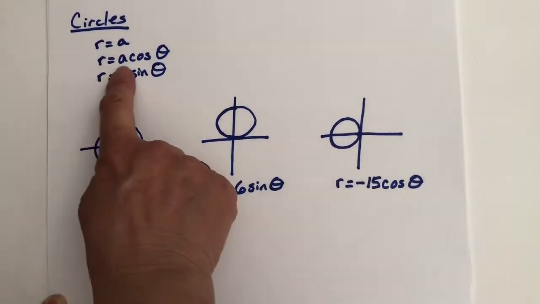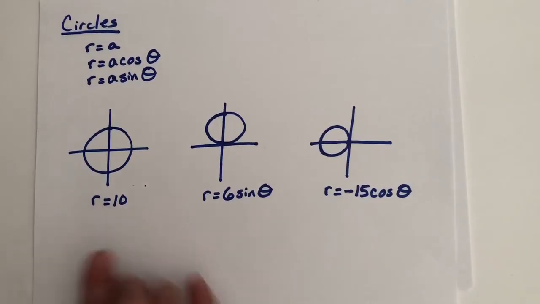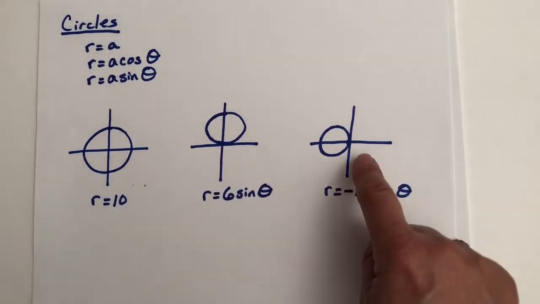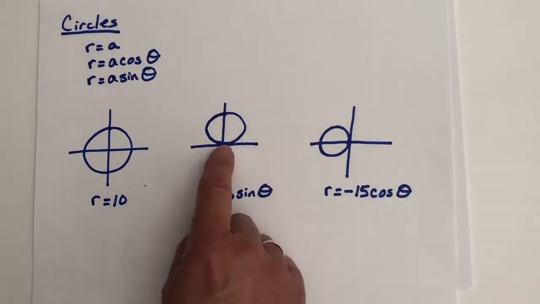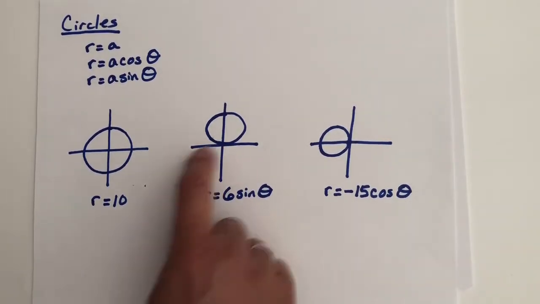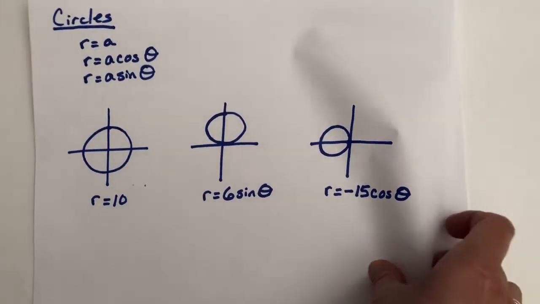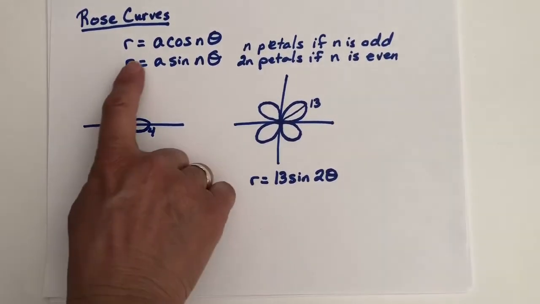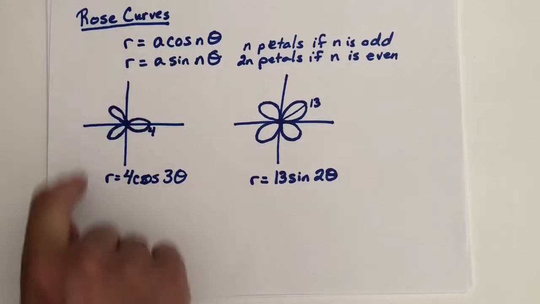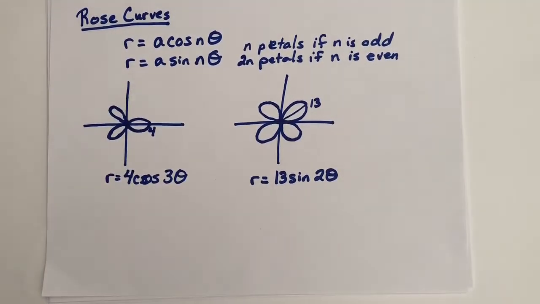If we have r equals a constant times cosine theta or a constant times sine of theta, we have a circle that is tangent to either the x-axis or the y-axis with one point actually lying on the pole. We've also talked about rose curves. Now the equation of a rose curve looks like this: r equals a times cosine n theta, or r equals a sine n theta.